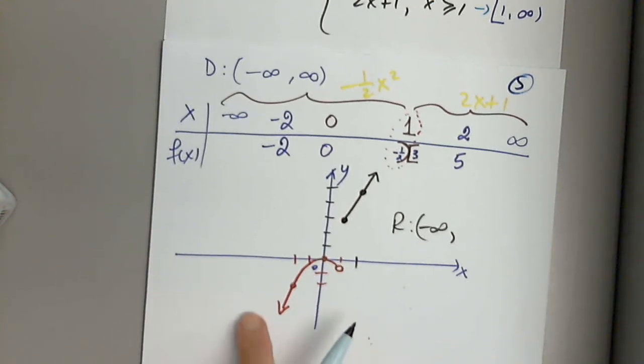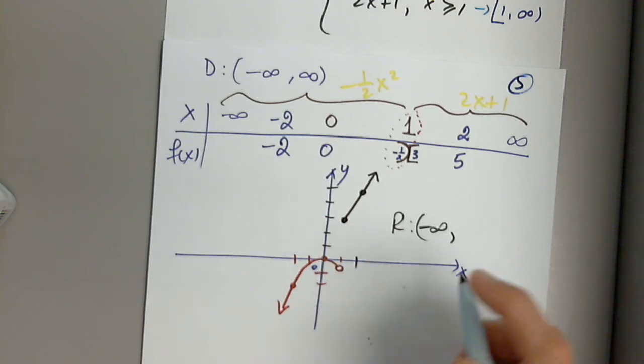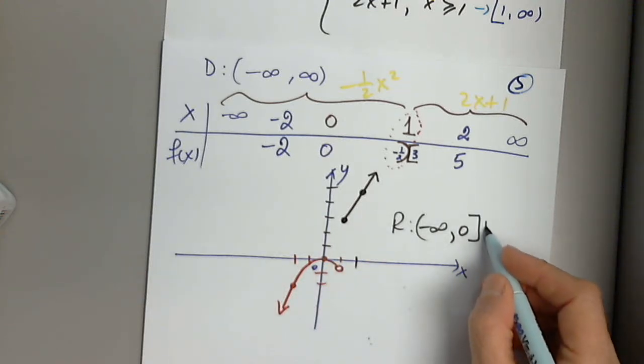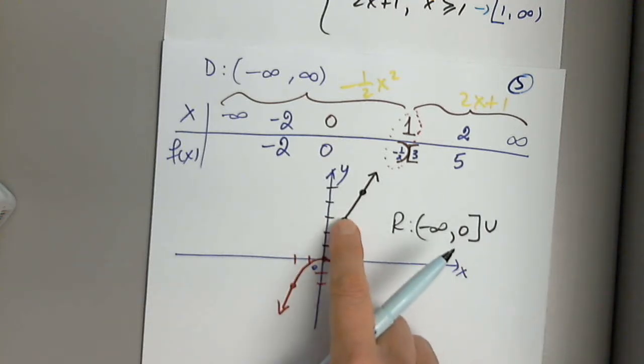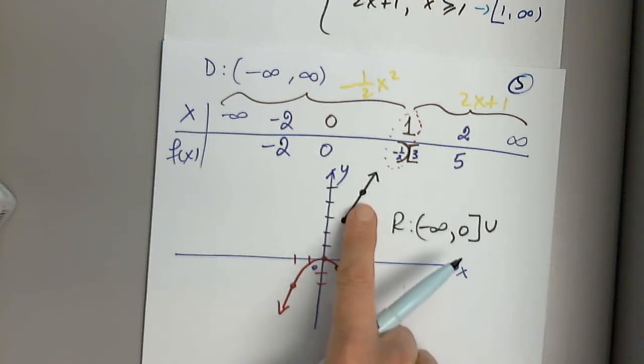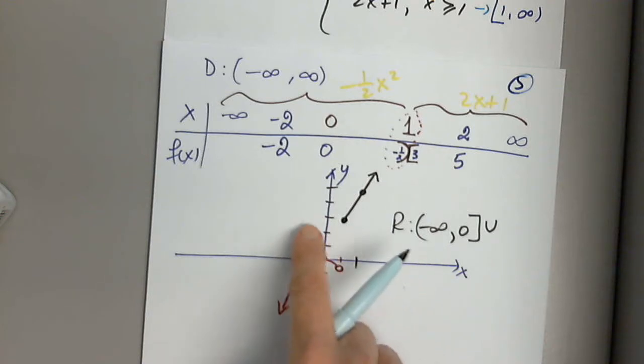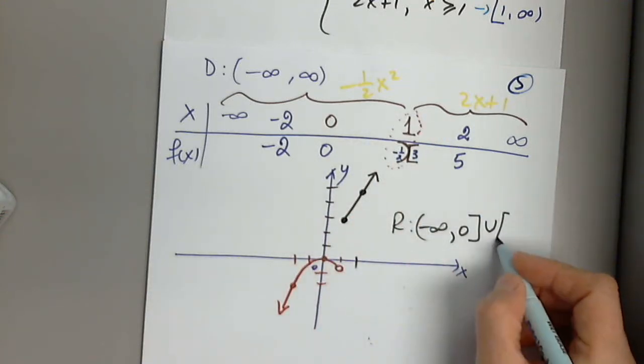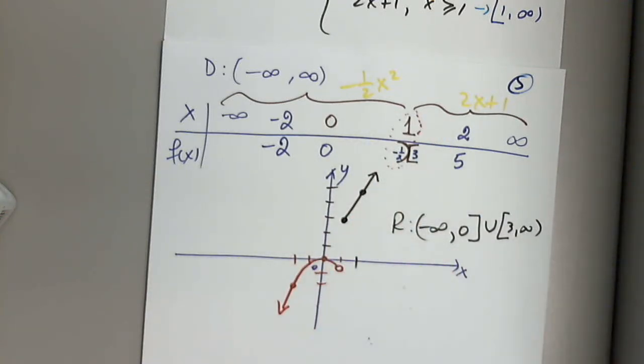Negative infinity to 0 with a bracket, union 3 to 2 with a bracket. So the range of this function, if there is a gap between 0 and 3, that range illustrates that.